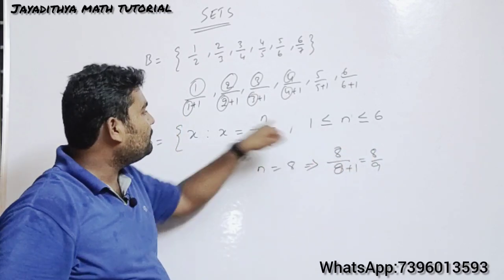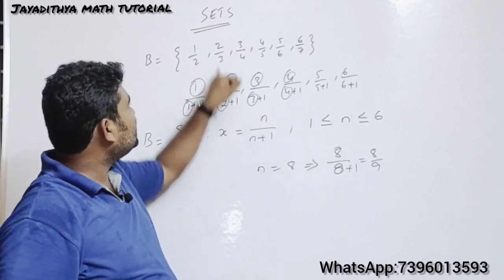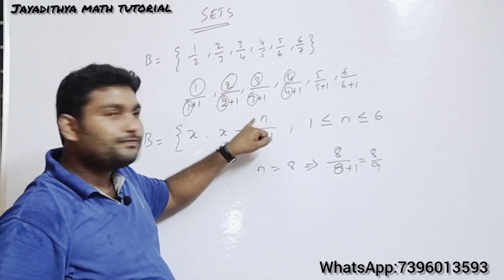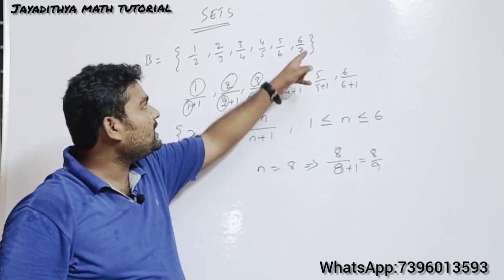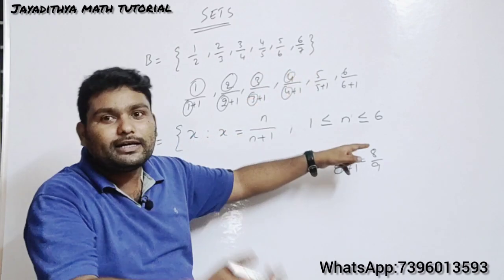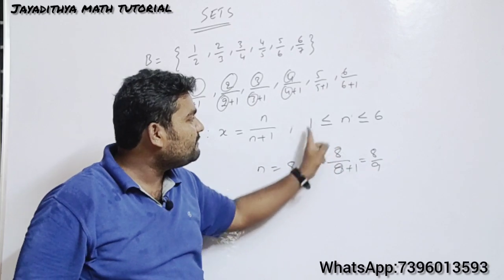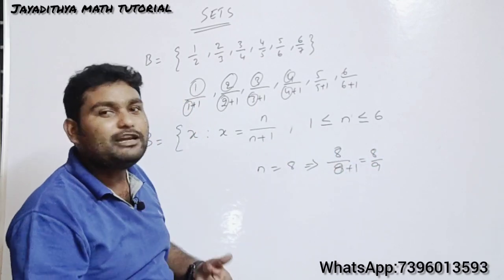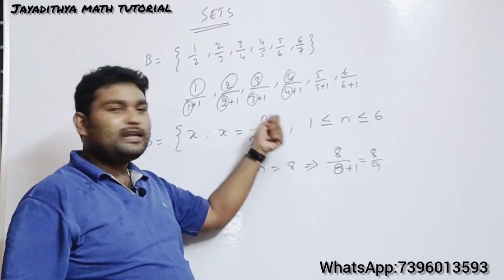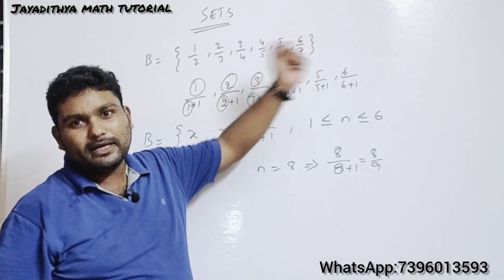So if you put 1 here, 1 by 1 plus 1 is nothing but 1 by 2. If you take 2, 2 by 2 plus 1 is nothing but 2 by 3. If you take the value of n as 5, 5 by 5 plus 1 is nothing but 5 by 6. 6 by 6 plus 1 is nothing but 6 by 7. So you should not take n value as 7. Why? Because in the condition I have given that n can take the values of 1 to 6 only. So there is no possibility for us to take the n value as 7. If you take n value as 7, that will be 7 by 8, and we don't have that element in the set.